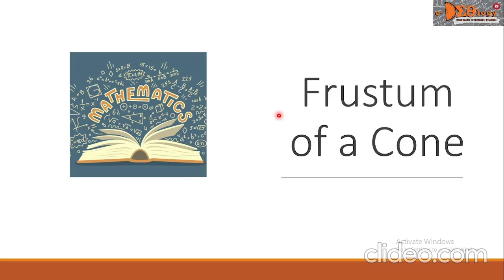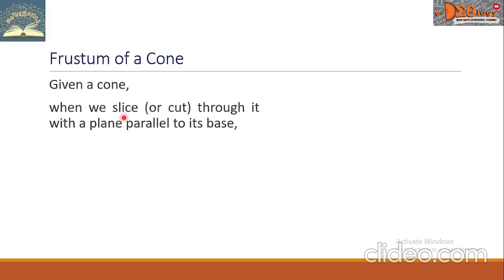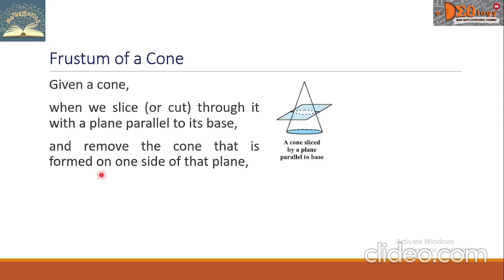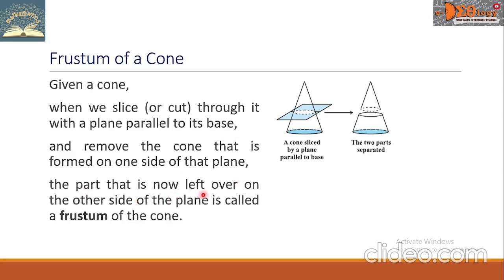Hi everyone, today we're going to study frustum of a cone. Given a cone, when we slice or cut through it with a plane parallel to its base, and remove the cone that is formed on one side of that plane, the part that is now left over on the other side of the plane is called a frustum of the cone. This is the frustum.